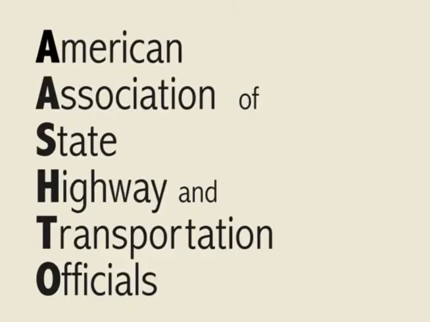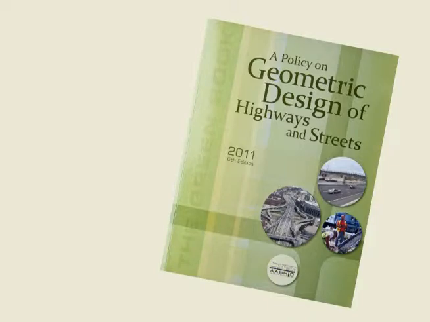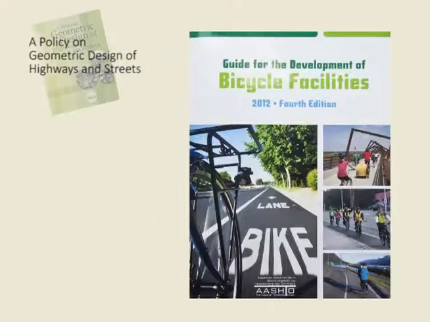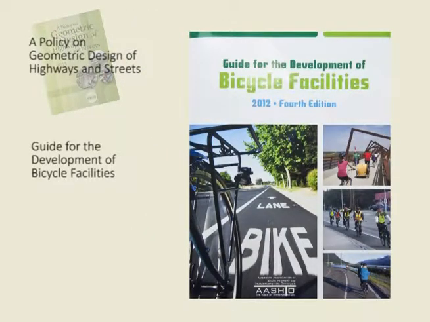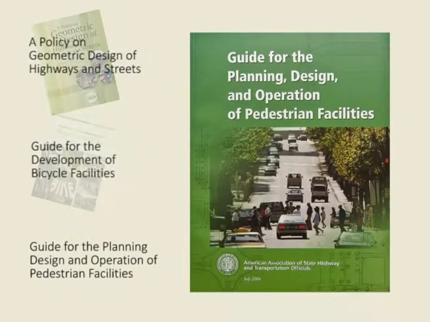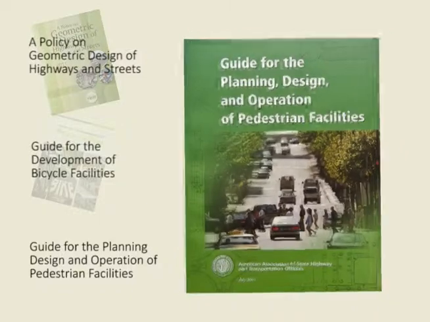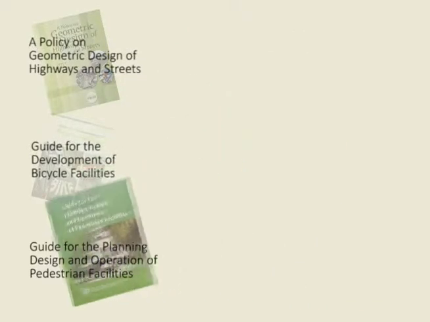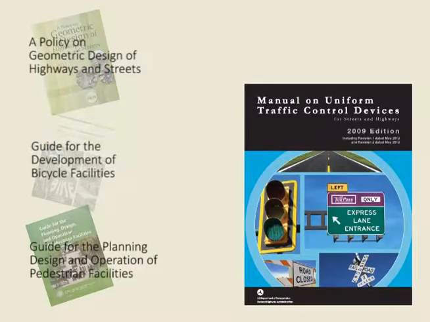3 of the books were developed by the American Association of State Highway and Transportation Officials, commonly referred to as AASHTO. The first is A Policy on Geometric Design of Highways and Streets. The second is The Guide for the Development of Bicycle Facilities. And the third is the Guide for the Planning, Design, and Operation of Pedestrian Facilities. A 4th guide that we will introduce is the Manual on Uniform Traffic Control Devices.